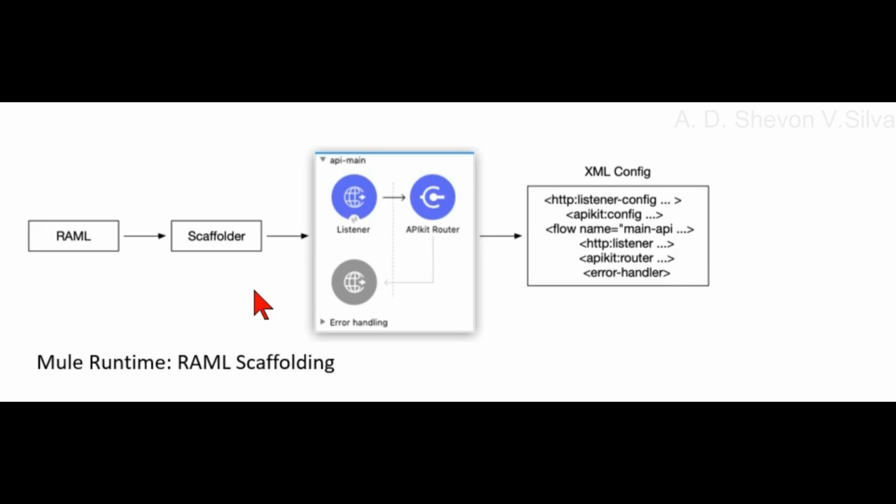For WSDL based APIs, the WSDL file appears under the src/main/resources/api folder. The implementation of the API contains a SOAP router, and other components.